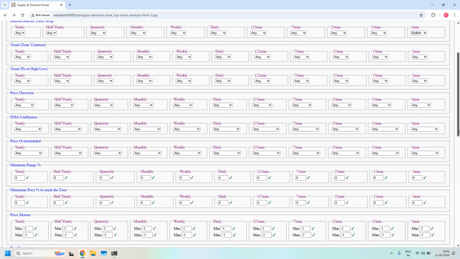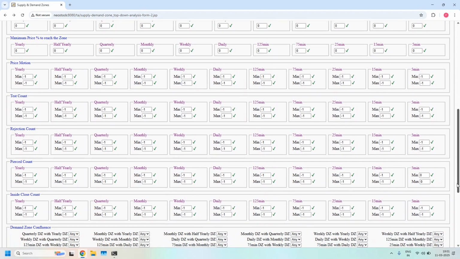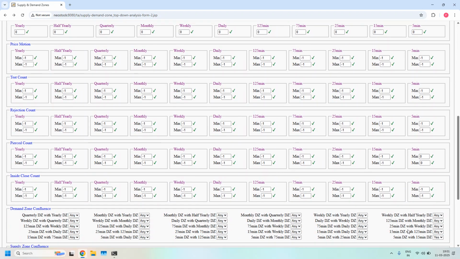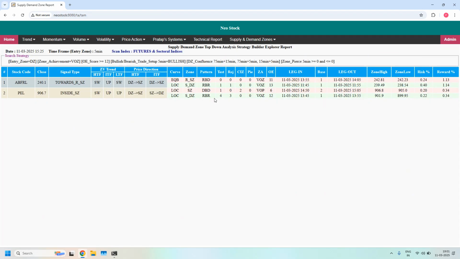In the demand zone confluence, 3 filters we have to select. First one is 5 minutes with 15 minutes demand zone confluence, 5 minutes demand zone with 75 minutes demand zone confluence, 15 minutes demand zone with 75 minutes demand zone confluence. With all the 3 filters, we got 2 stocks.